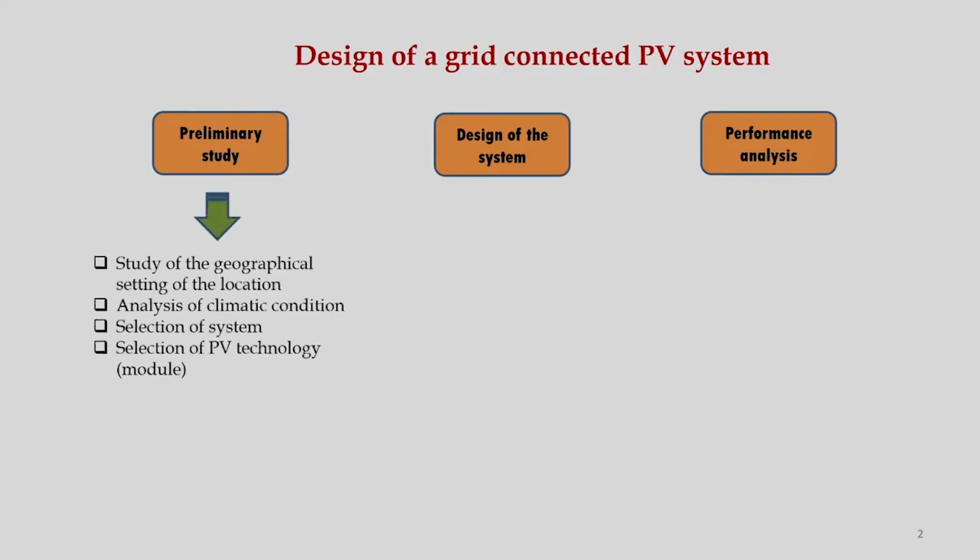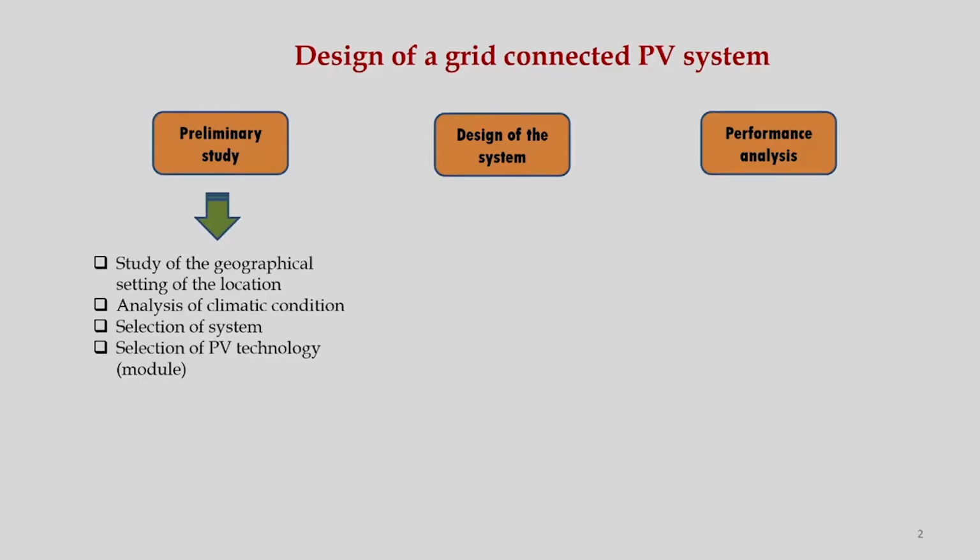Study of the geographical setting of the location. We must know the geographical condition of the particular location where we are going to install the solar PV system, and then analysis of climatic condition. So, we must analyze the climatic condition, the different radiation levels, sunshine hours, and all those radiation parameters, and then selection of the system. What kind of system is appropriate, maybe standalone, maybe grid connected, and what capacity. Then selection of PV technology, the kind of modules and others.